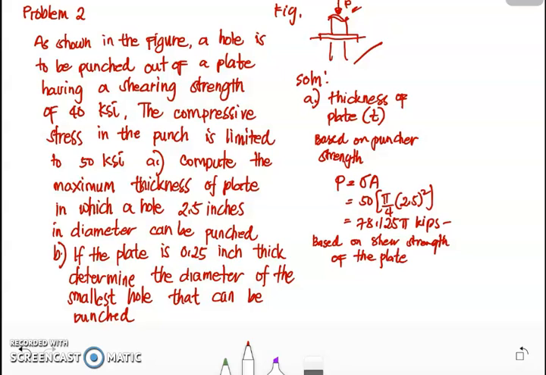if we use the formula for shearing stress, tau is equal to V over A. This can be rewritten as V is equal to tau times the area. We have computed our shearing force, which is 78.1255 kips, equal to our shearing strength, which is limited to 40 ksi, multiplied by the area. Since you are given a diameter of 2.5, the area is pi times 2.5 multiplied by the thickness, and the thickness is equivalent to 0.781 inch. So that is the thickness for the plate.